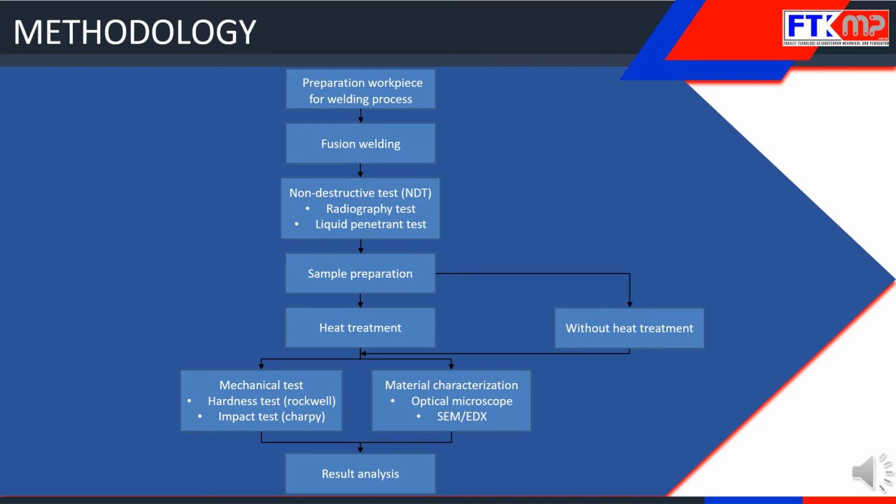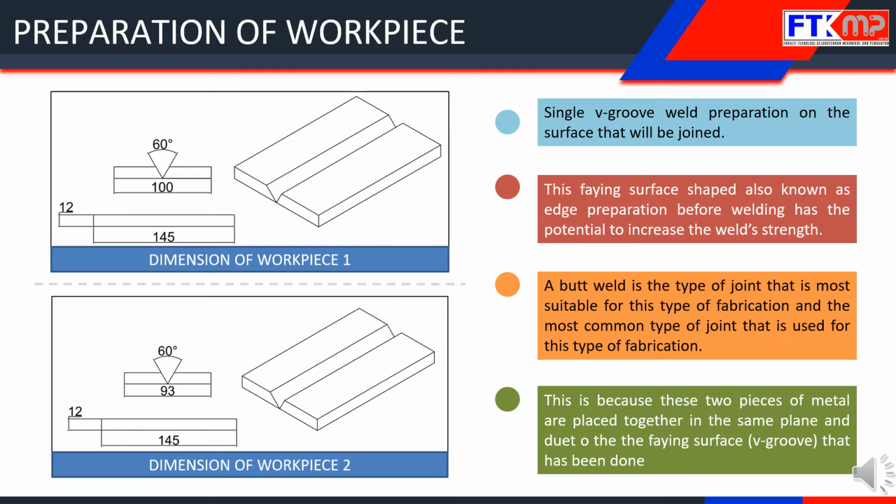The figure presents a flowchart that illustrates the general process that was carried out for the purpose of this study. The item required for the preparation of this workpiece is a low-carbon steel plate with a single V-groove weld preparation on the surface that will be joined. This faying surface shape, also known as edge preparation before welding, has the potential to increase the weld strength.